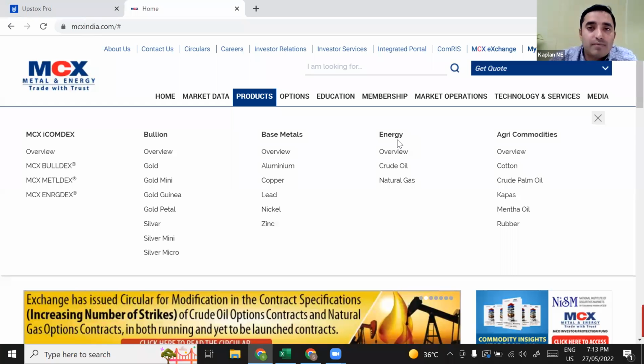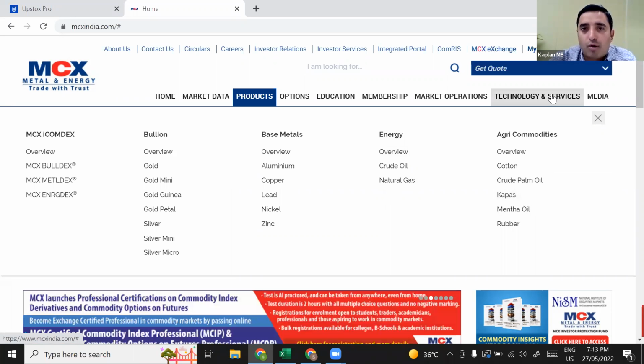There are energy commodities that you can trade in: crude oil and natural gas. Agricultural commodities like cotton, mentha oil, rubber. And there are definitely way more commodities that a more developed exchange might allow you to trade in. Clear? Now, whenever you want to trade in something, you'll firstly need to understand why you are trading.